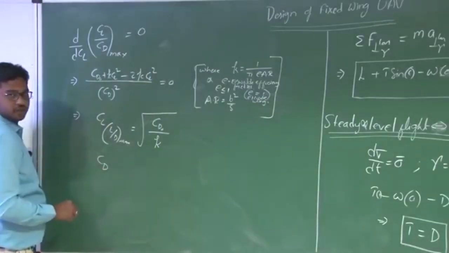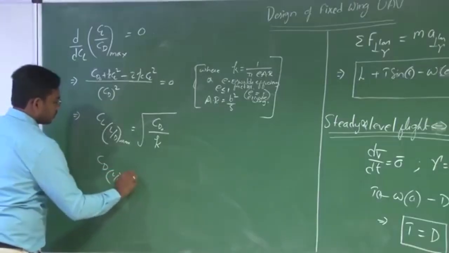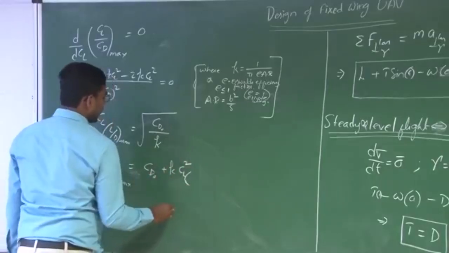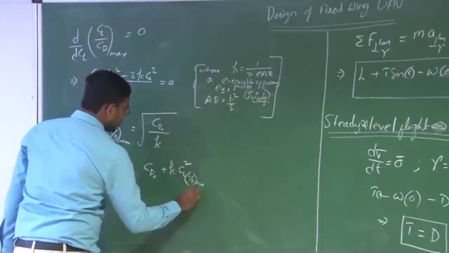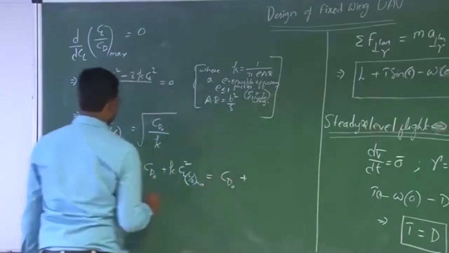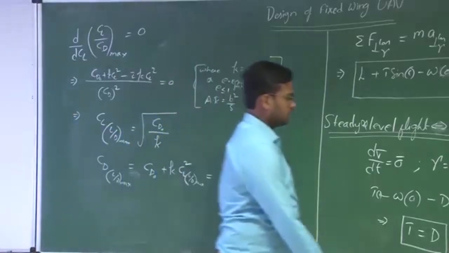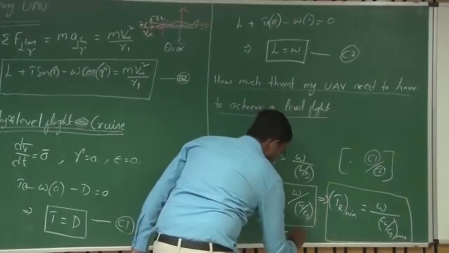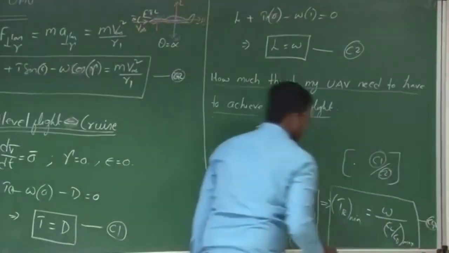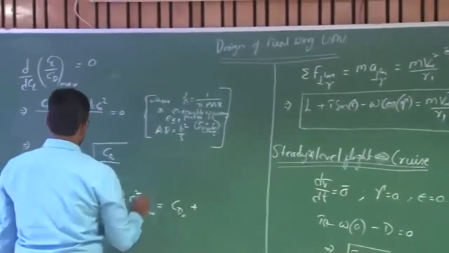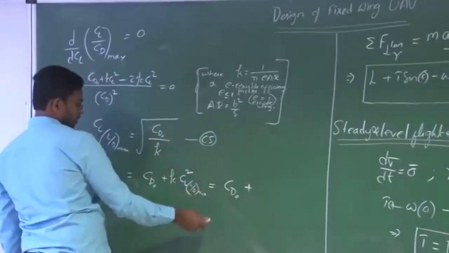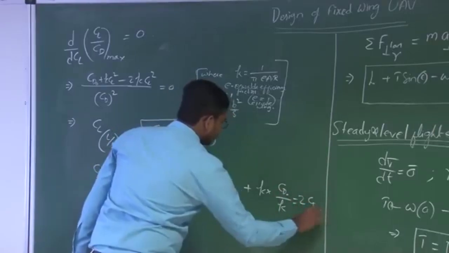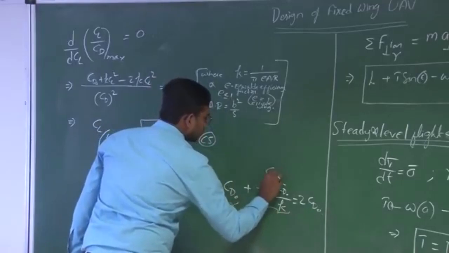Now, what is the corresponding drag coefficient for this L by D max condition? It's CD0 plus K CL square from the drag polar, where the CL here has to be the CL for L by D max condition. This equals CD0 plus, substituting this particular equation here, say this is your equation C3, this is your C4, this is your C5. So substituting C5 in this equation, K into CL square is CD0 by K. So this is equal to 2 CD0.